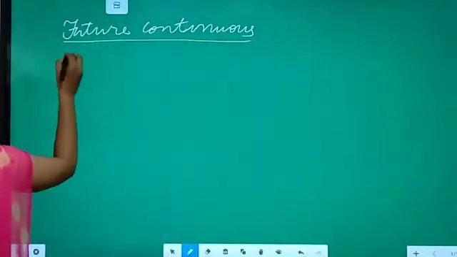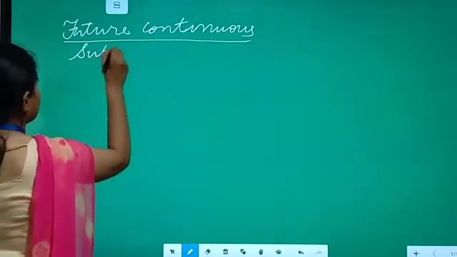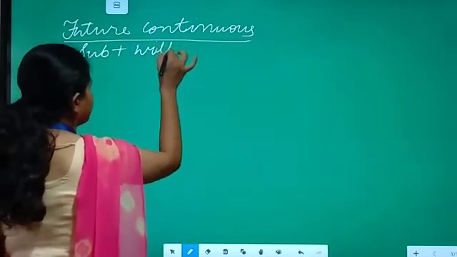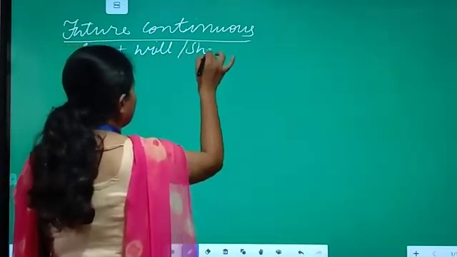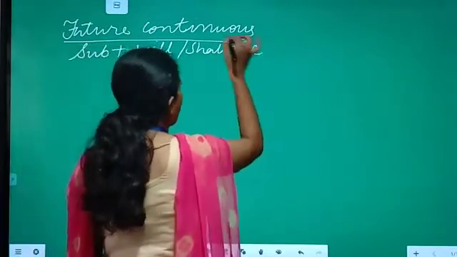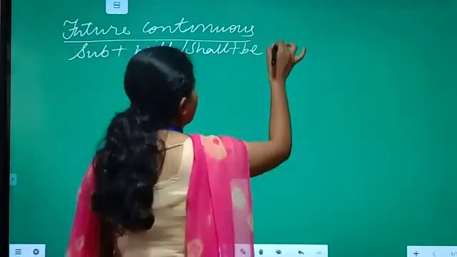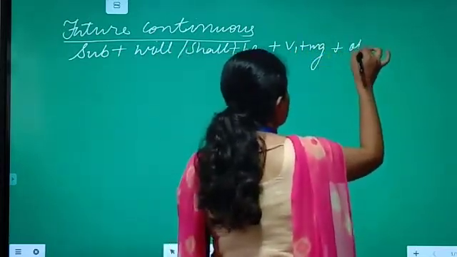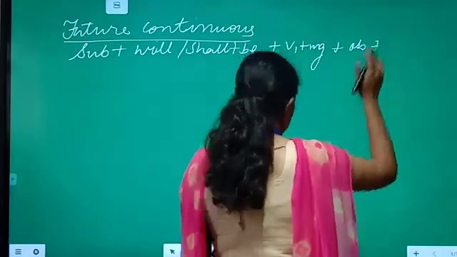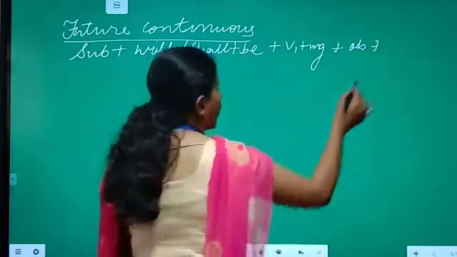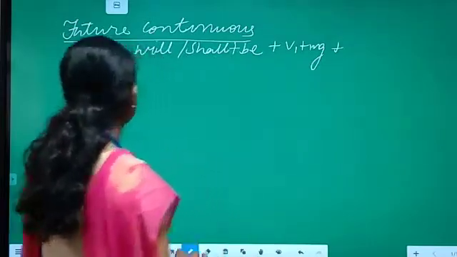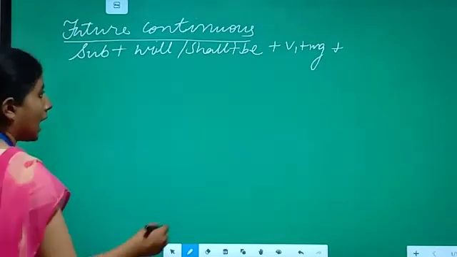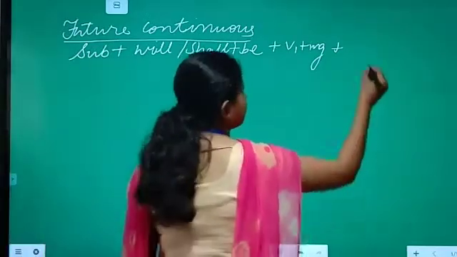Okay, so the structure will be subject plus will or shall plus be. Because it is continuous tense, we will write verb's first form and ing, and then we will use object. Okay, so this is how you can form future continuous tense. Okay, so let's take the example and understand it.